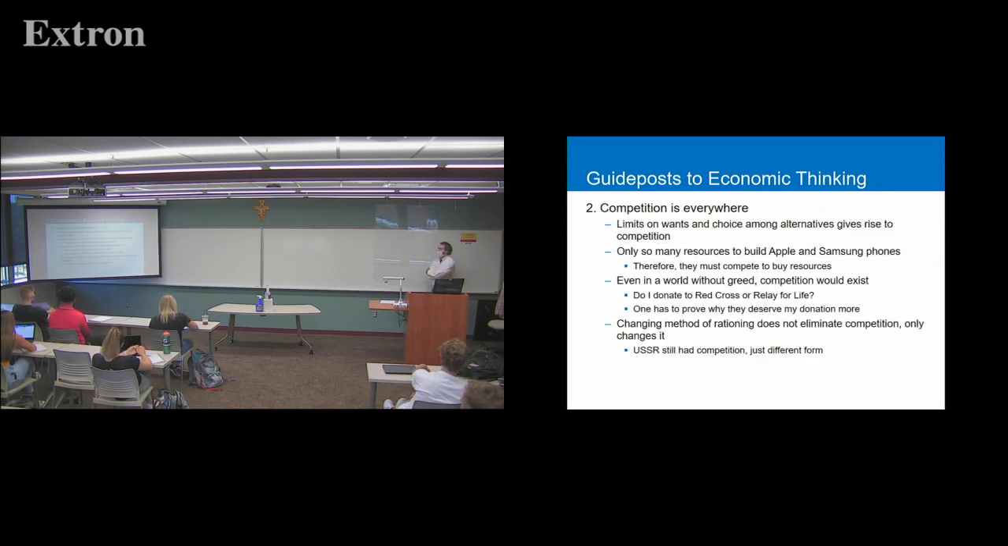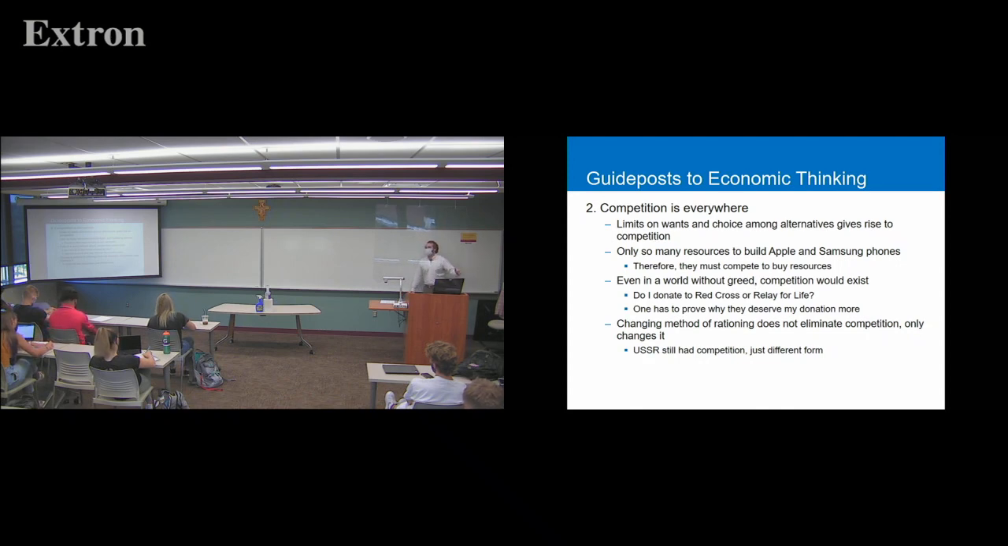The next guidepost, competition's everywhere. Because there's limits on what we have, we can't get everything we want, so we have to choose between alternatives. And that gives rise to competition. There's only so many resources to build Apple phones and Samsung phones, so the people who produce those have to compete to buy resources. The way they compete in the market is they offer to pay more. So it's going to drive up the price until one of them says, well, it's not worth it to pay more for this. So they're going to compete against each other.